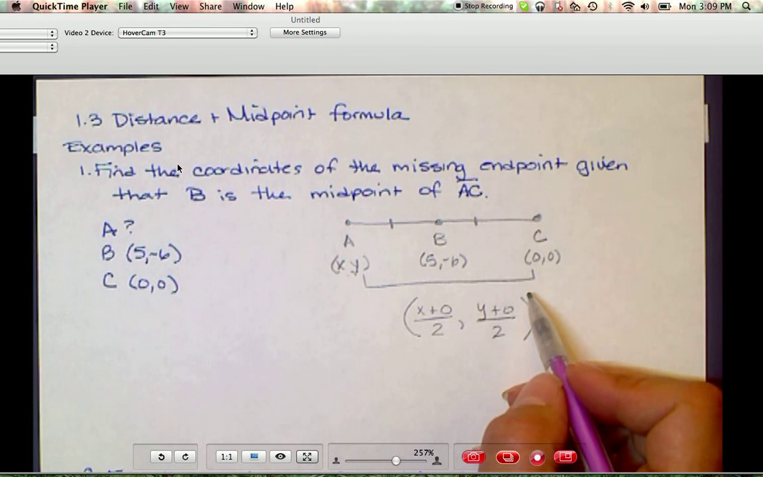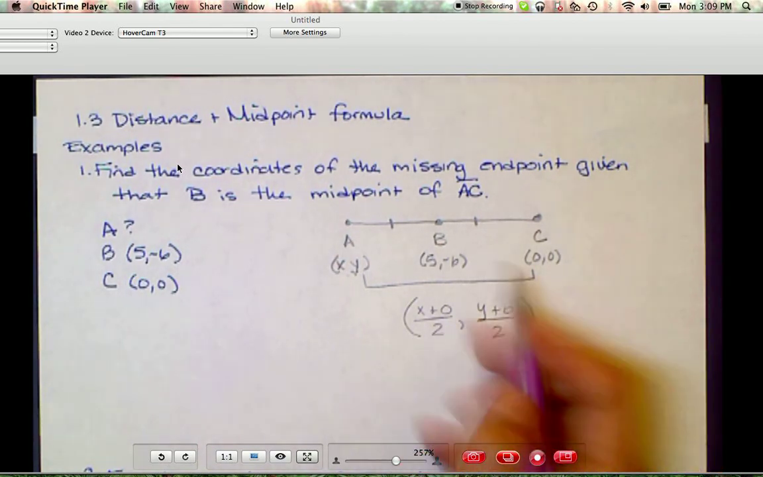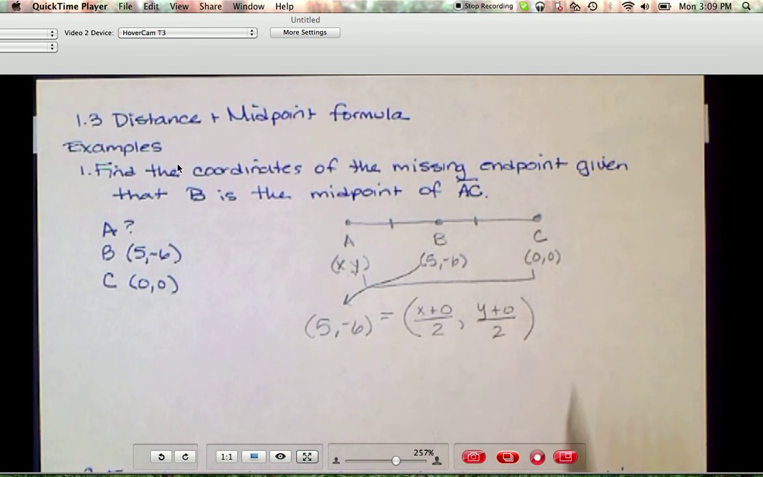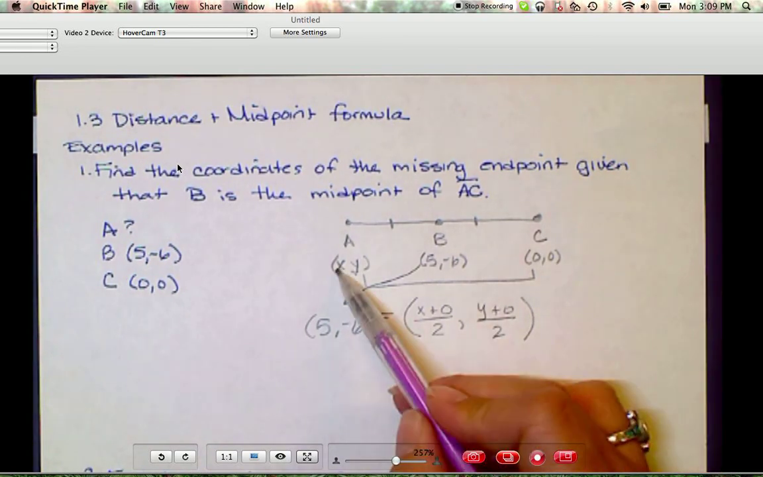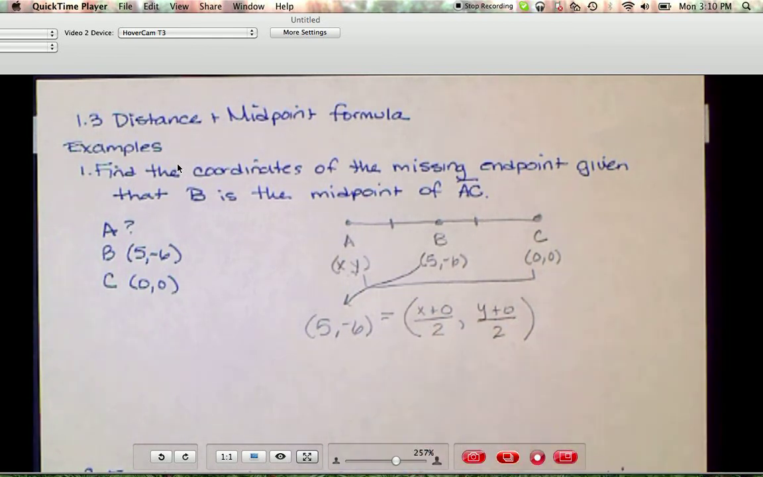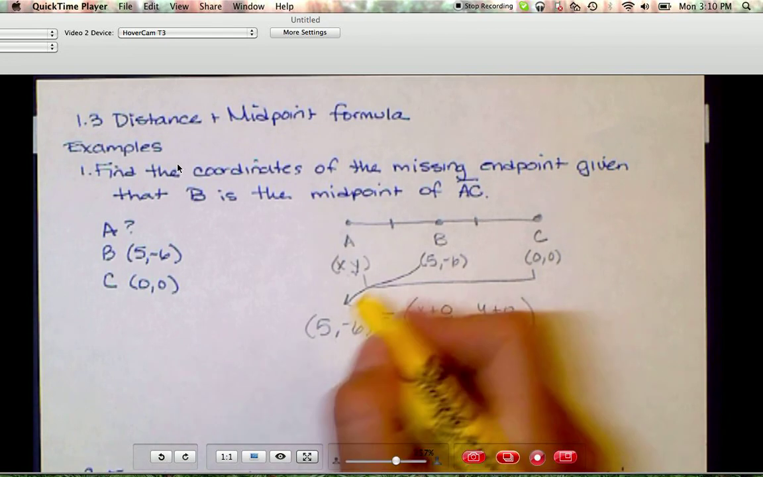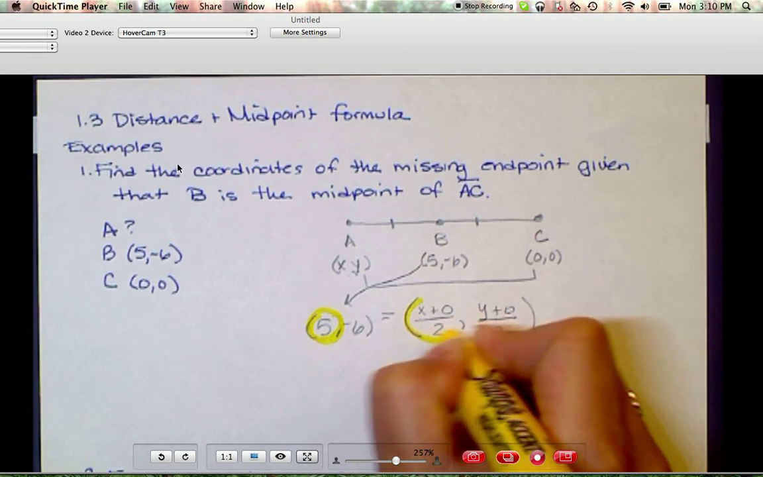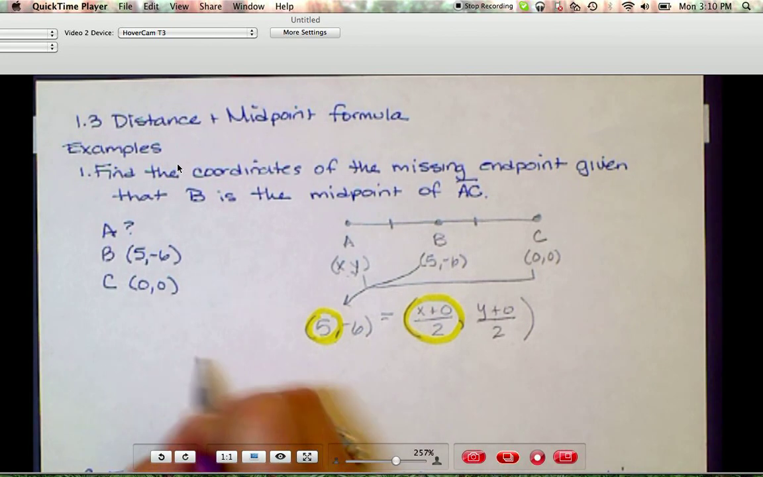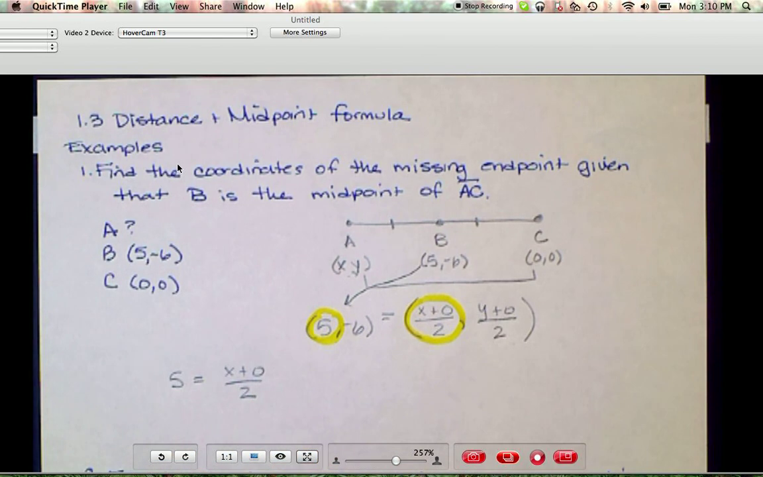And then here's where it's different. We know whatever we get here has to be equal to this midpoint, 5, -6. So it's like Jeopardy. You know the answer and you have to work backwards to find part of the question. So here's the midpoint using the unknown x and y, and here's the answer, 5, -6. So the next thing we want to do, if this is the x value in the answer, then it should be equal to the formula of the x value. So we could say 5 equals x plus 0 over 2. And then you'll use algebra to solve that.